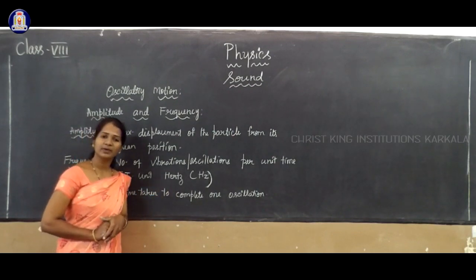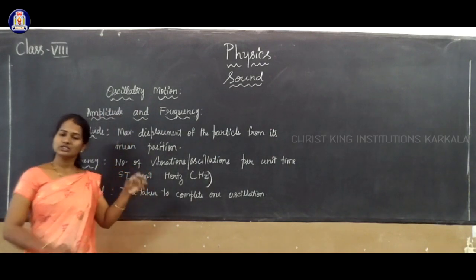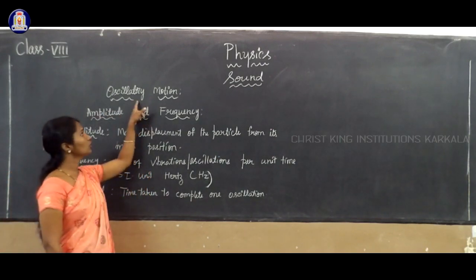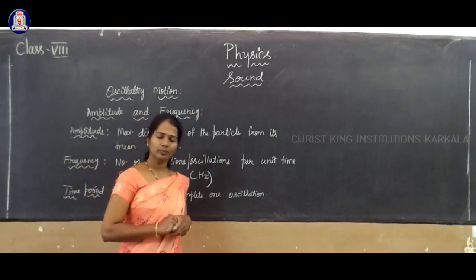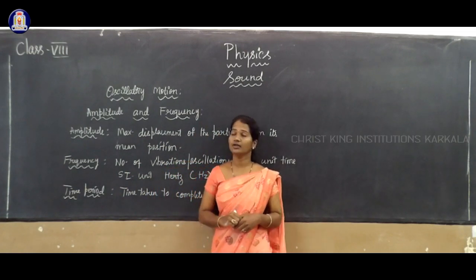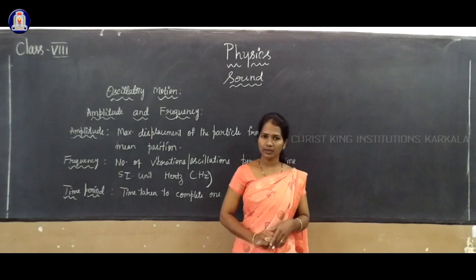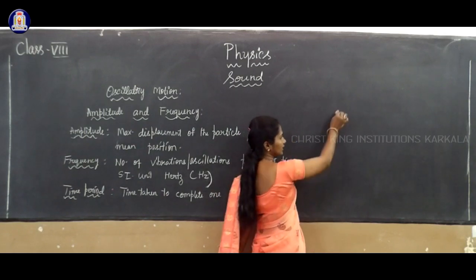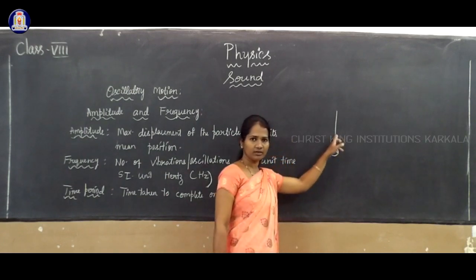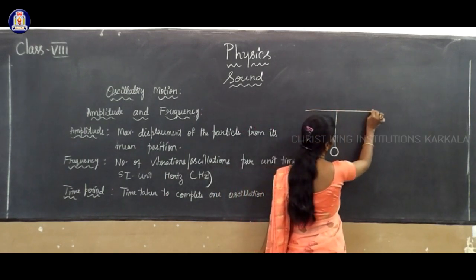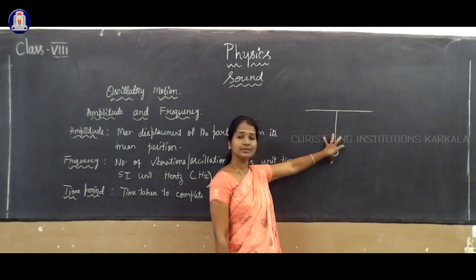As I said, vibration is nothing but to and fro motion. This to and fro motion is also called oscillatory motion, or oscillation. You might have studied oscillation in your 7th standard. What do you mean by oscillation? If you tie a metallic bob to a string and connect it to a support, we call this a simple pendulum.